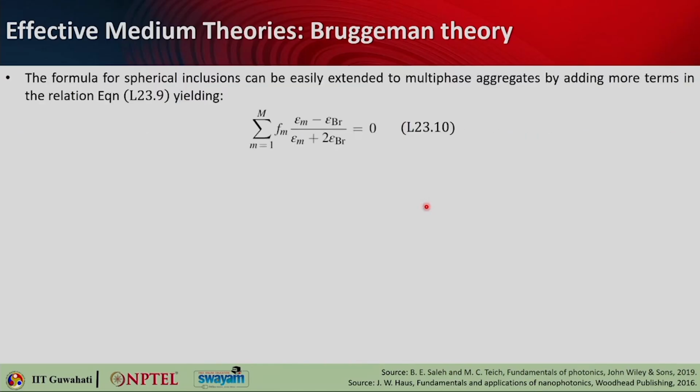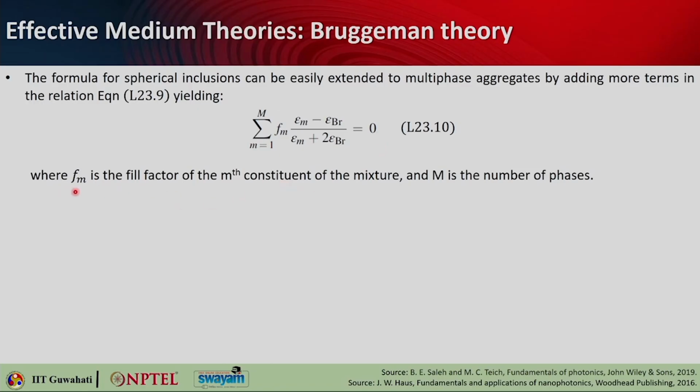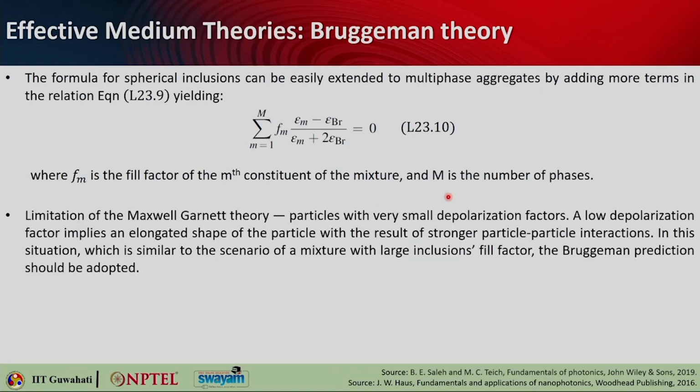So, this is how you add up these two contributions, and that is the basic form of Bruggeman's theory. Now, if you have more inclusions, not only two, say a multi-phase aggregate, then it will simply be the summation over m equals 1 to capital M of f_m times (epsilon m minus epsilon Br) over (epsilon m plus 2 epsilon Br) equals 0. Here f_m is the filling factor or volume fill fraction of the mth constituent of the mixture, and there are a total of capital M phases.